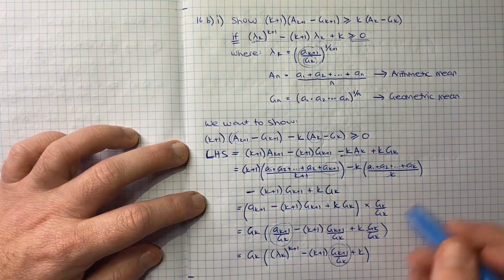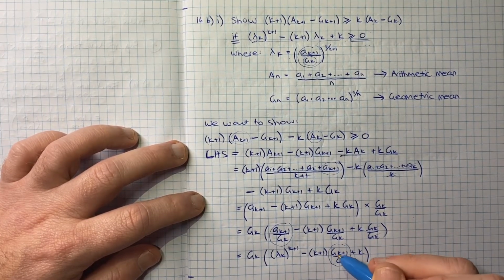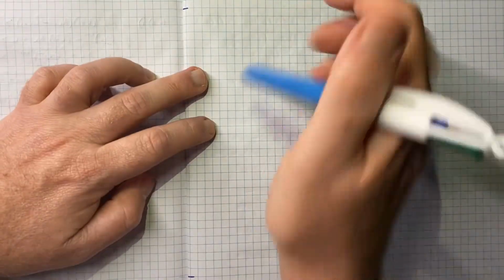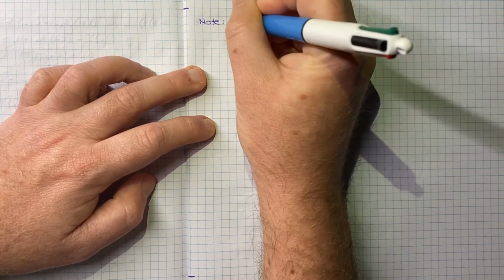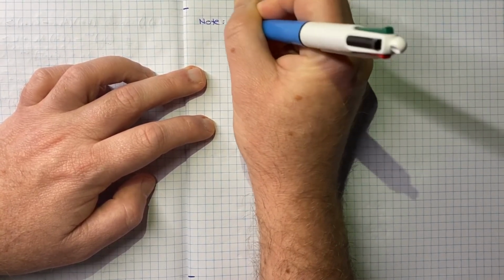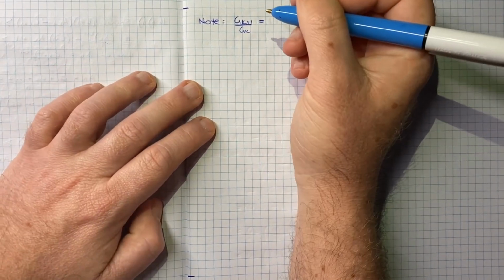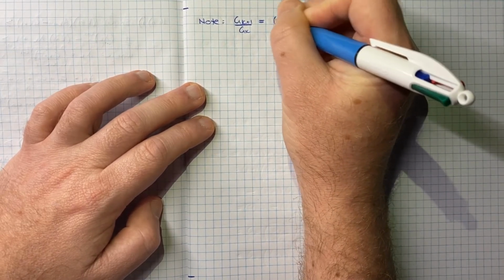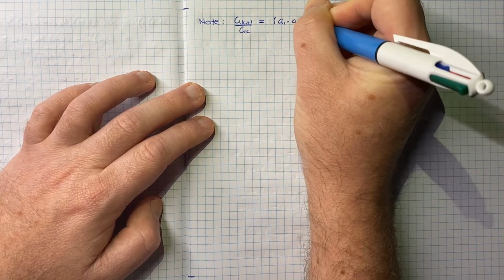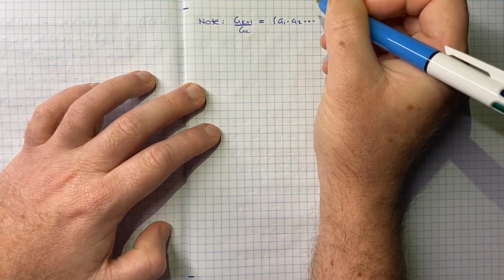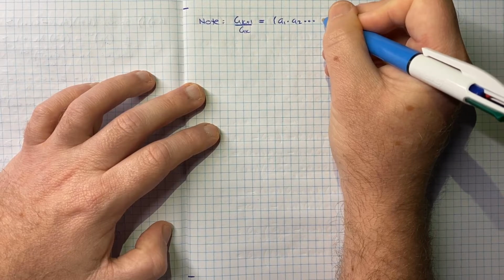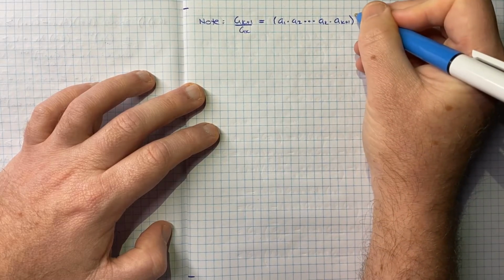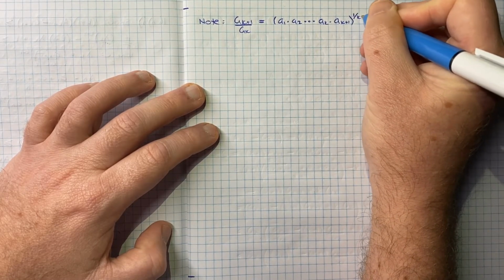I might turn over at this point, and let's just focus on simplifying g_{k+1} on g_k using our definitions. So let's turn over and say, let's note that g_{k+1} on g_k, well, what is that equal to? Let's just write in the definition. So it's the geometric mean. So we're going to get on the numerator a_1 times a_2 and so on. And I might just write the last two terms. So let's write times a_k times a_{k+1}. And that's all to the power of 1 on k plus 1.